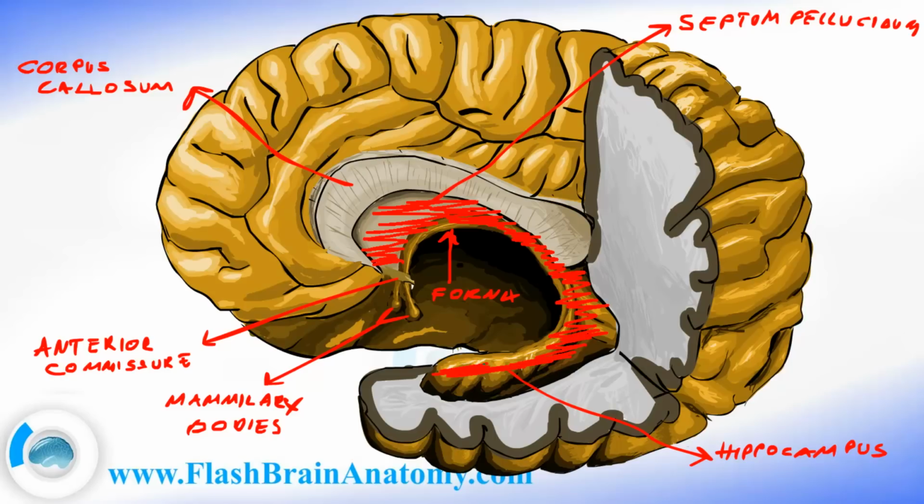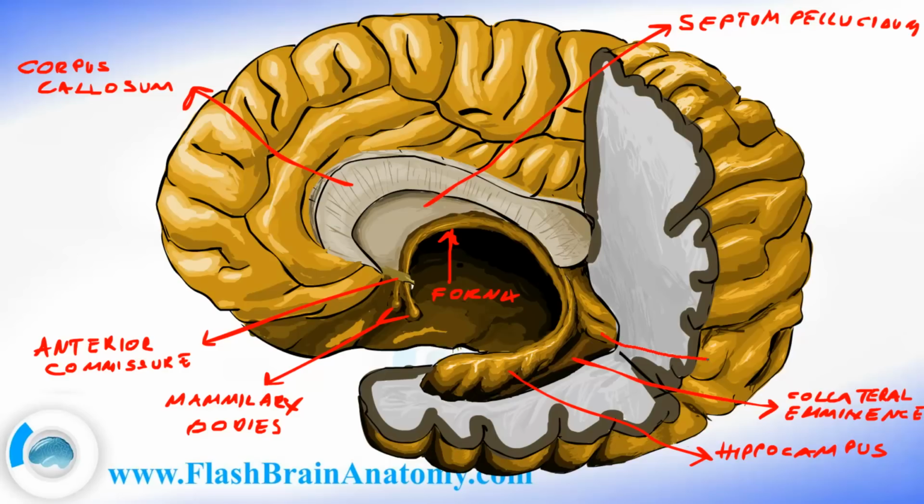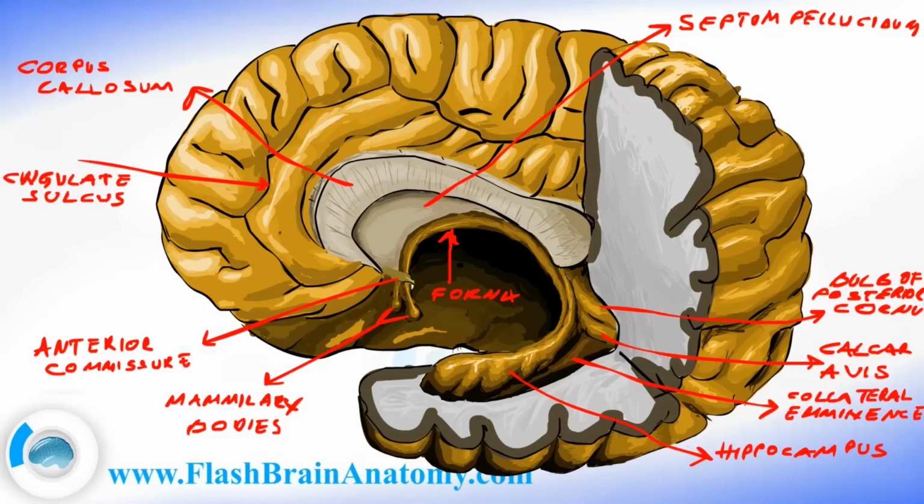This is the lateral ventricle. We have opened the lateral ventricle, that's why we can see what's inside. This was the collateral eminence. This was the calcar avis. It's made by the calcarine fissure from the outside. And this over here is the bulb of posterior horn. Then we had the cingulate sulcus, and we had the cingulate gyrus.